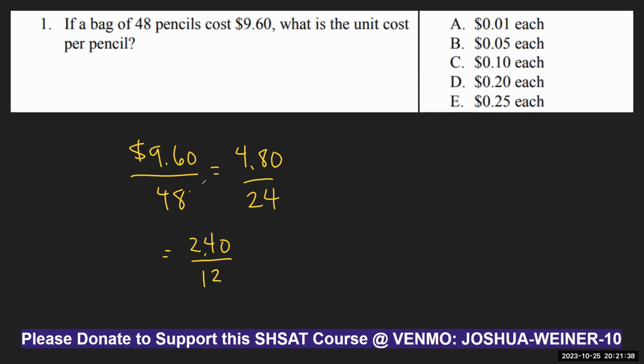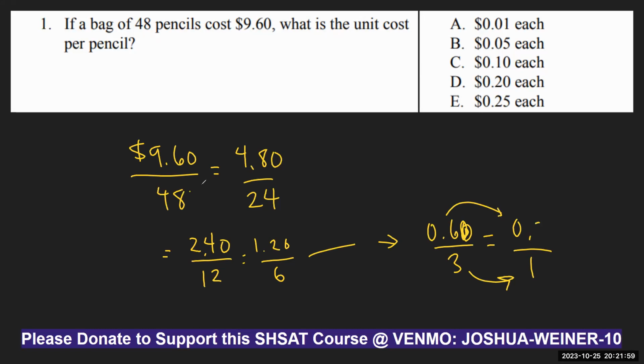$2.40 if you buy a dozen pencils. And then if you're still having trouble, let's divide it one more time. That'd be $1.20 for 6 pencils. And you can do that maybe even one more time. And then that would be 60 cents for 3 pencils. Then if you want to find the unit rate for 1, that's much easier. Just divide by 3. That means that each pencil is 20 cents.